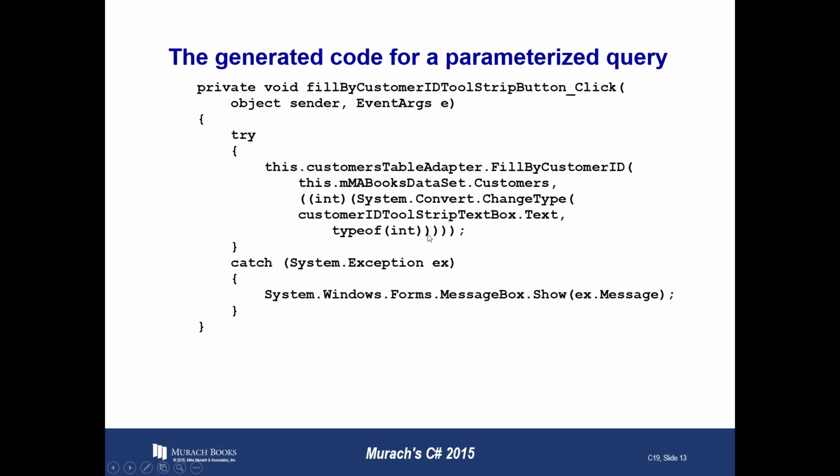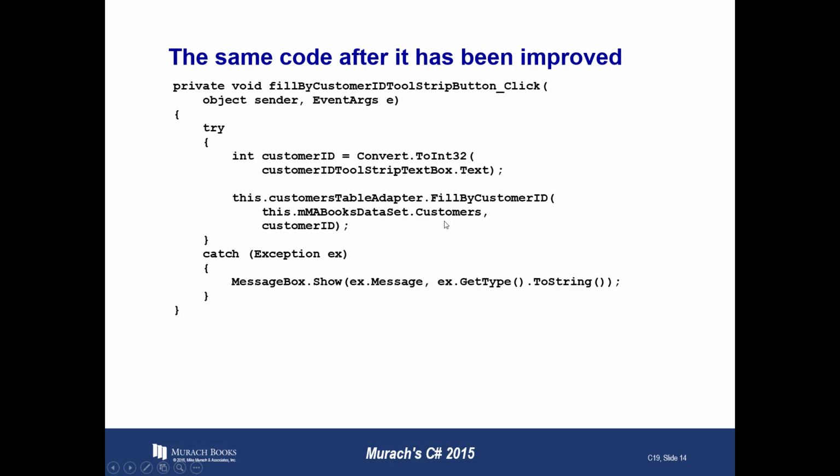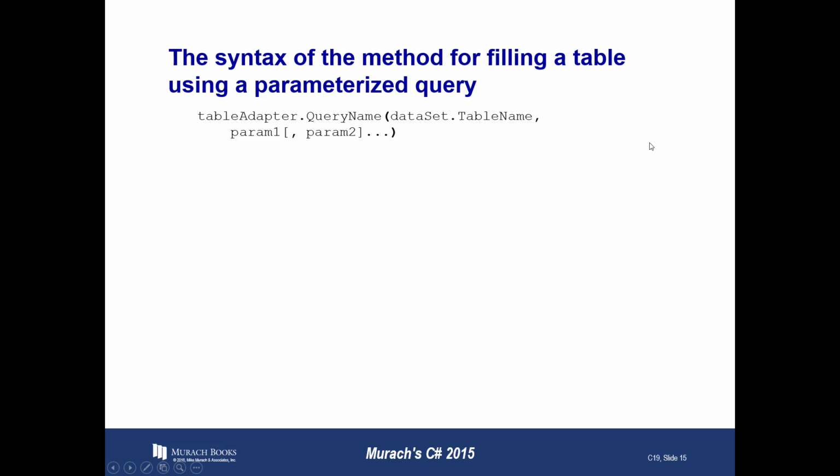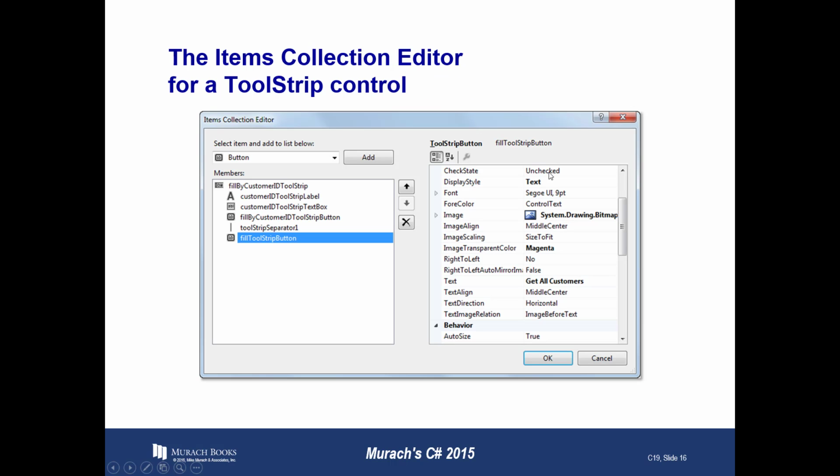The generated code for a parameterized query, some of it will be created for you, but as mentioned before, it says after it has been improved. Typically, once you start making changes where you are adding layers of complexity to your program, then you're going to have to write some of your own code. Hopefully that just makes sense. Here's the syntax of the method for filling a table using a parameterized query. The items collection editor for a tool strip control.